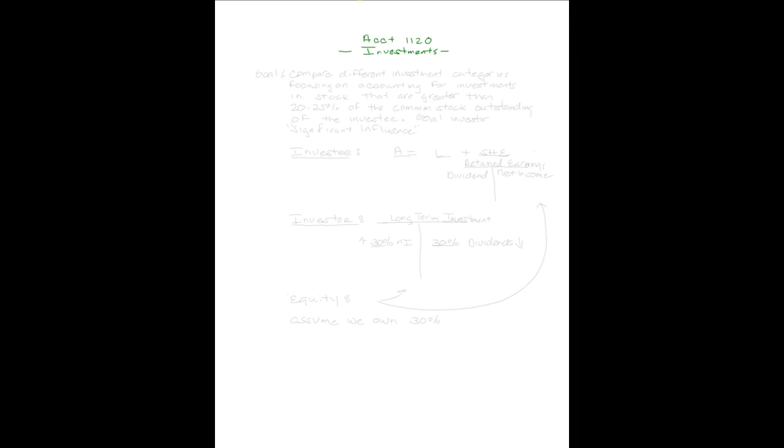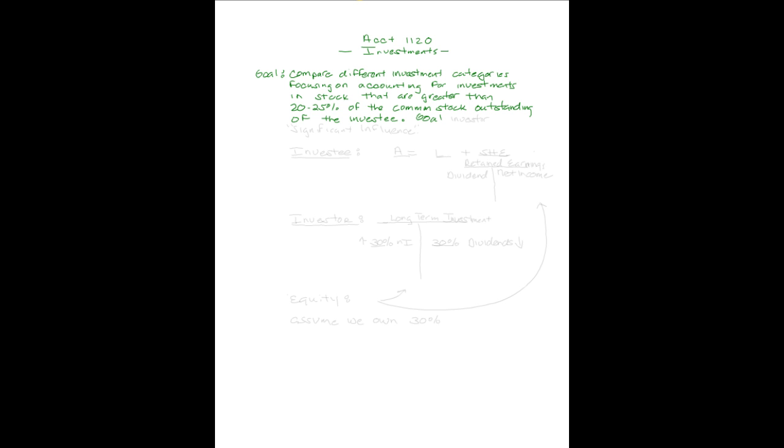Welcome to my Accounting 1120 continuing discussion on the topic of investments. My goal is to compare different investment categories, but I want to focus on accounting for investments in stock that are greater than 20 to 25% of the common stock outstanding of the investee.